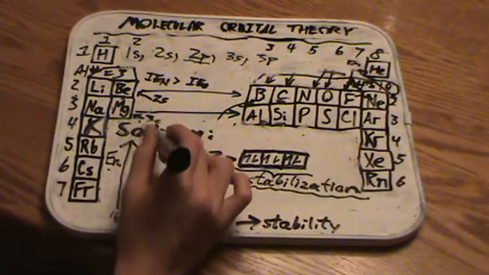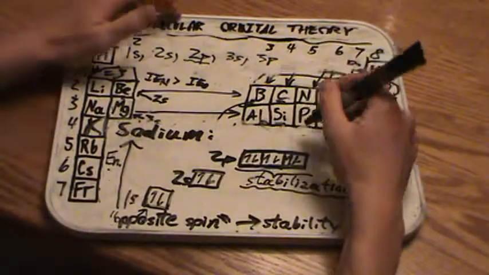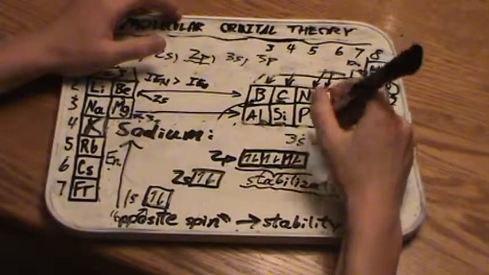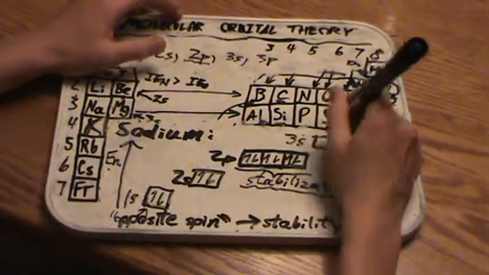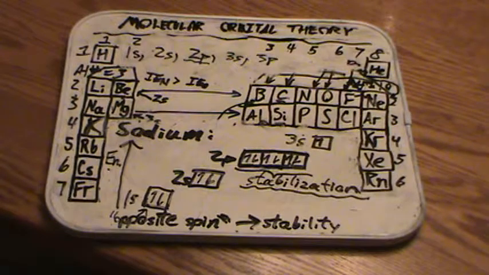But now finally we are talking about sodium. So sodium has now 1 electron in the 3s orbital. So now 3s. Let's draw our box. And it has 1 electron, which means that the 3s orbital is half filled.